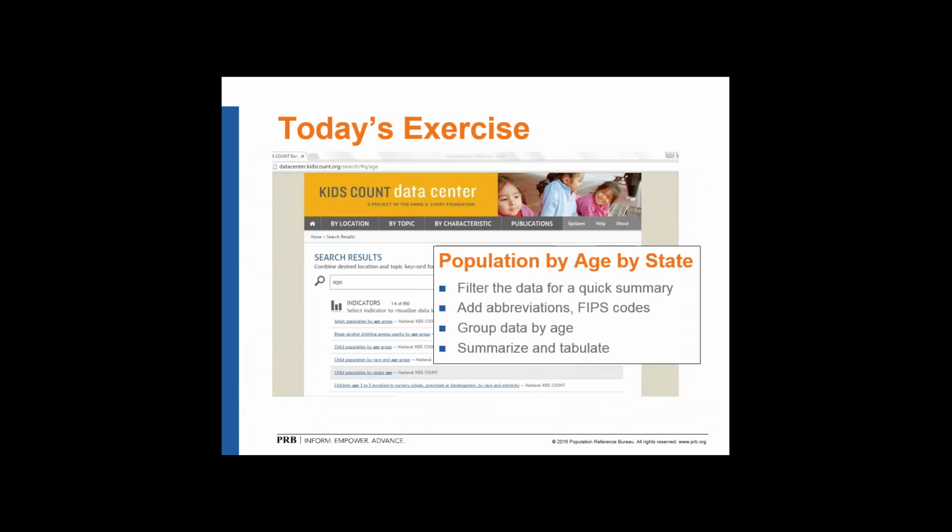For today's exercise, all of the data for the demos comes directly from the KidsCount website. I downloaded population data by age and by state. And with that data, we will filter the information for a quick summary. We'll add abbreviations and FIPS codes using VLOOKUP. We will group data by age and summarize and tabulate the data.